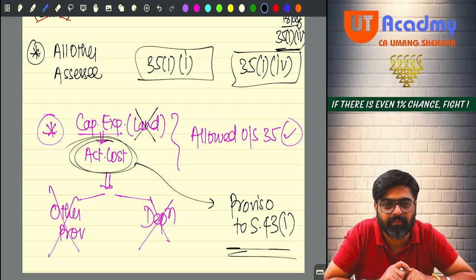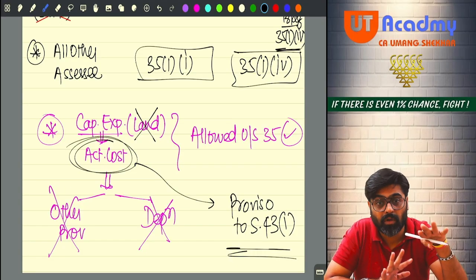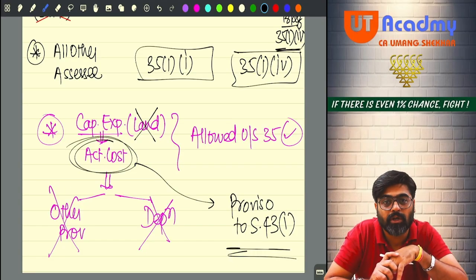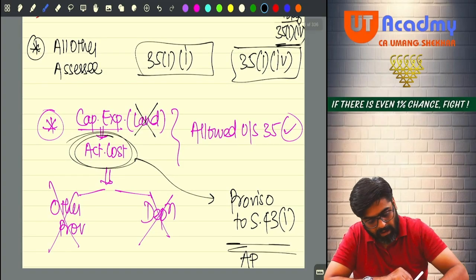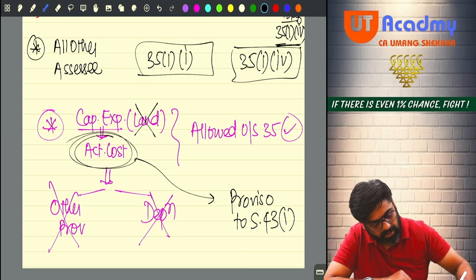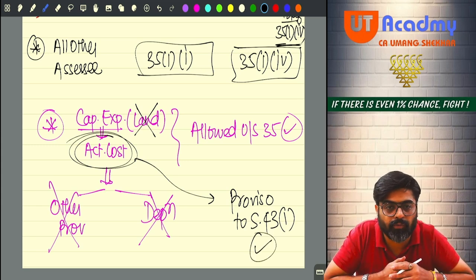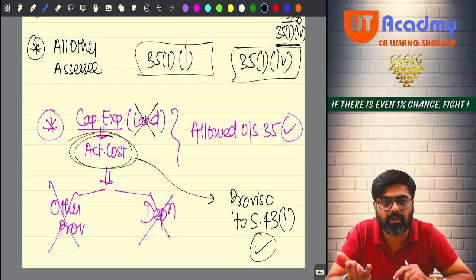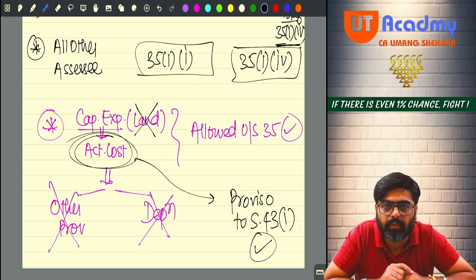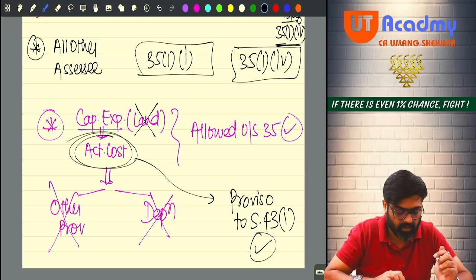Getting my point, everyone? So even the proviso to section 43(1) you have to see here for this actual cost. So can I say proviso to section 43(1) is also applicable? Yes, you have to see the applicability of this proviso. And if the proviso to 43(1) applies to actual cost, that much amount of actual cost cannot be claimed. Not even in the form of depreciation, not even under section 35. Will you remember this? Everyone, now pay attention.